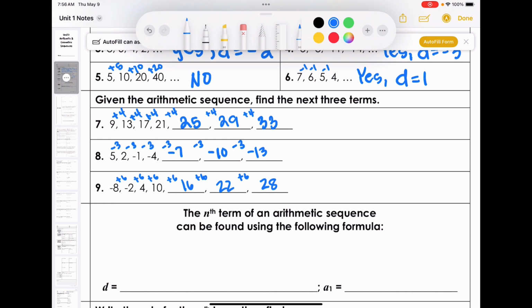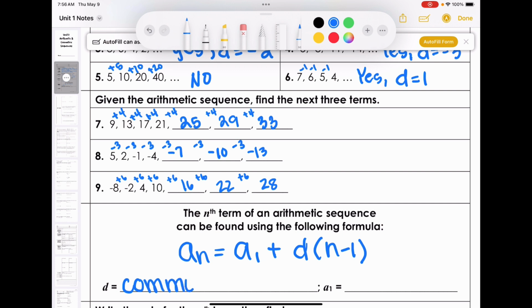So we have an arithmetic sequence formula, and this is to help us find the nth term of the sequence. Okay, so if I want you to find the 1,000th term of the sequence, and you have this formula, then you are able to find that term without sitting there and counting out 1,000 terms of that sequence. So the formula is a_n equals a_1 plus d times (n minus 1). All right, d is our common difference, and a_1 is the first term of that sequence.